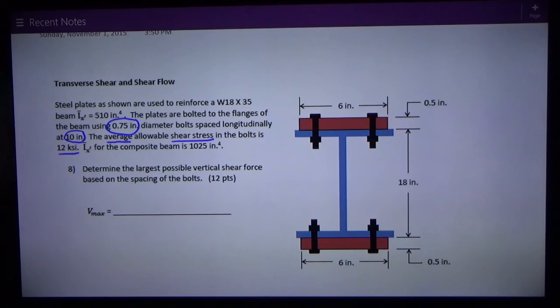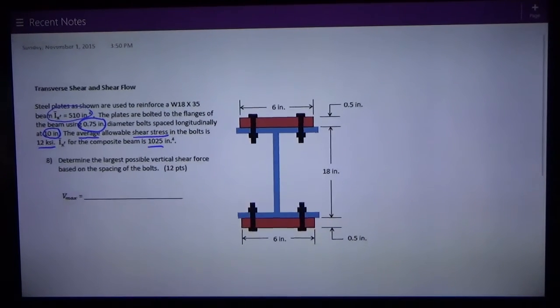That's what shear flow is all about: making a composite beam out of multiple pieces and parts and connecting them with enough connectors to create shear flow that engages the full beam action, full bending of the beam, so it all works together. So that moment of inertia is 1025. We don't care about the moment of inertia of the beam itself before it gets reinforced, because this is a composite beam problem, a shear flow problem.